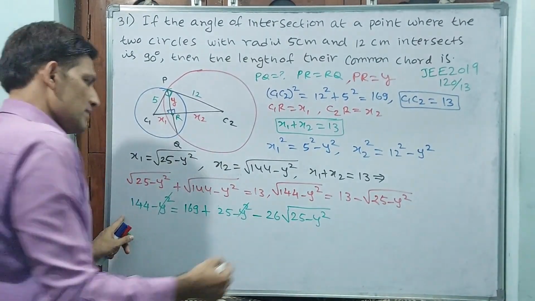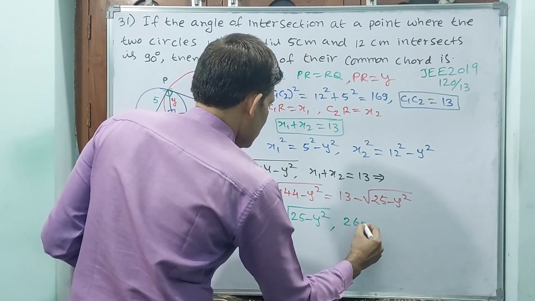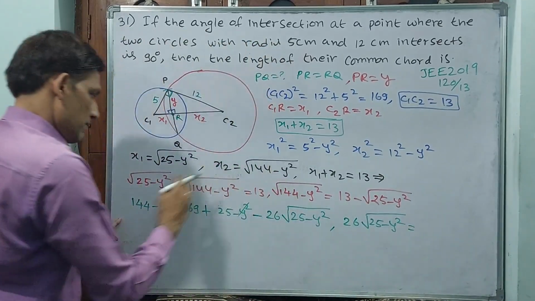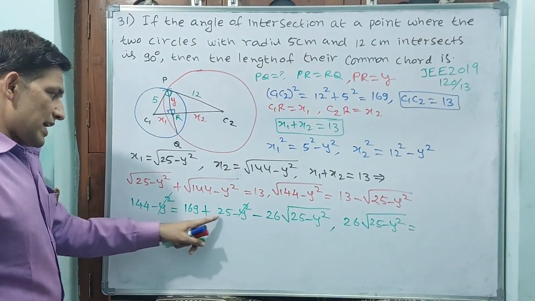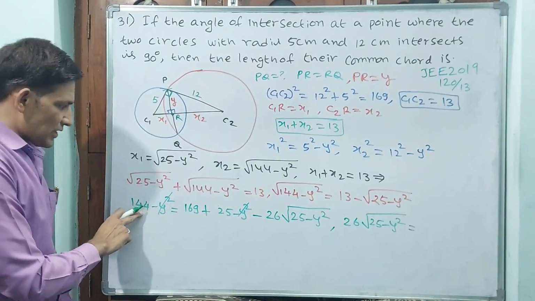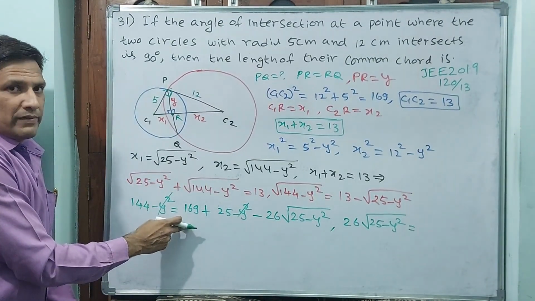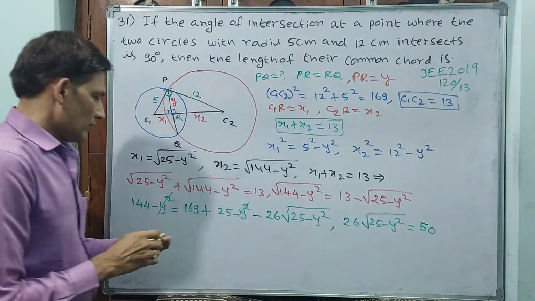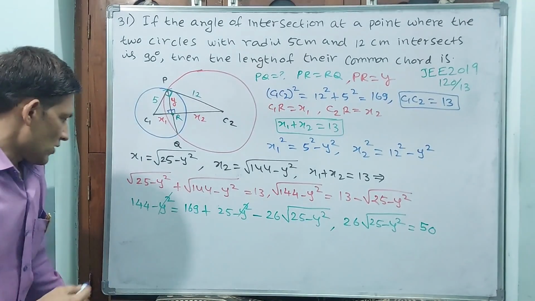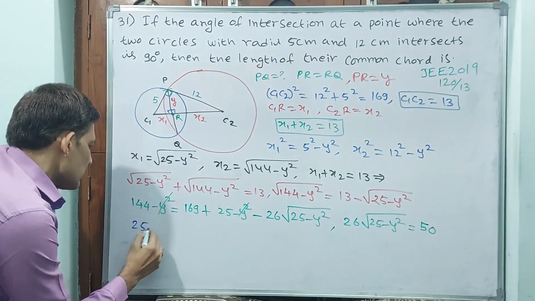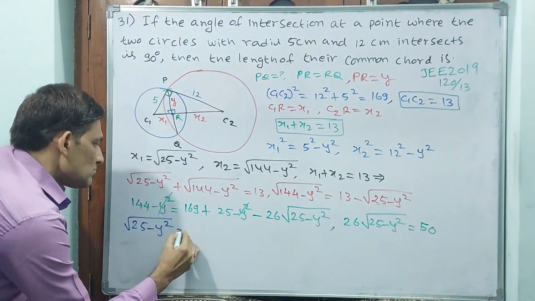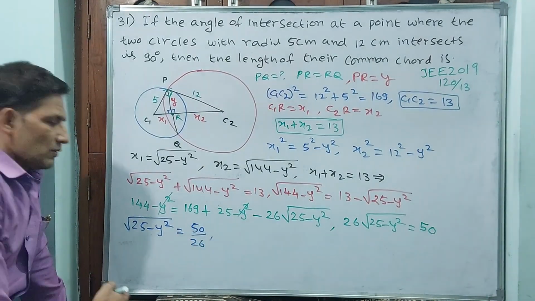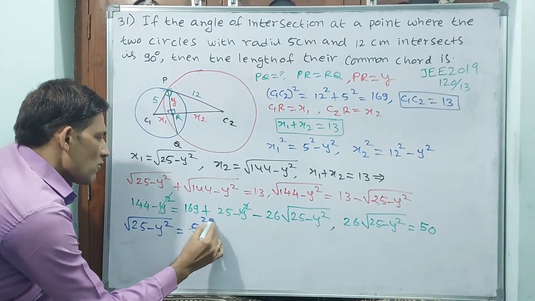Minus 26, I am sending this side. 26 into the square root of 25 minus y square it will be. If I send this side, see here 169 plus 25 is there. See what will happen, 169 minus 144 itself is 25, plus 25, 50. Now what about the square root of 25 minus y square? It is 50 by 26. That means 25 by 13.